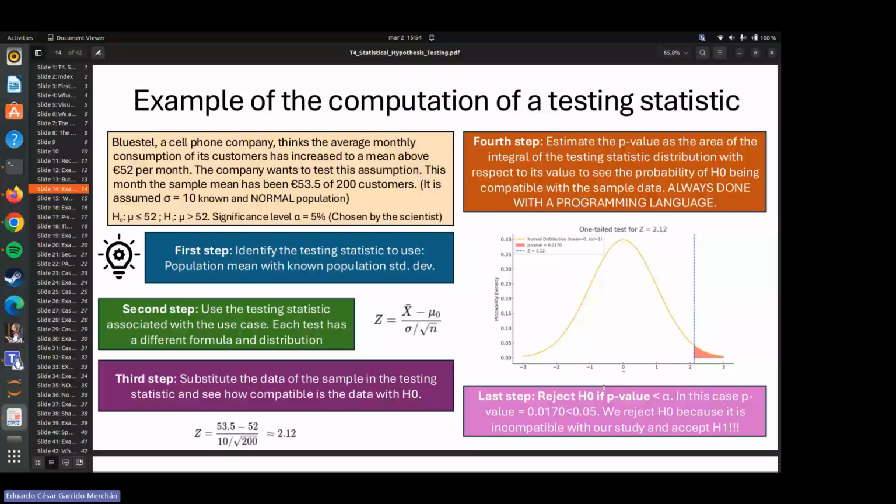Hello everyone again. This is another video of the inference subject, and this time I'm just going to cover the concepts behind what is called statistical hypothesis testing.